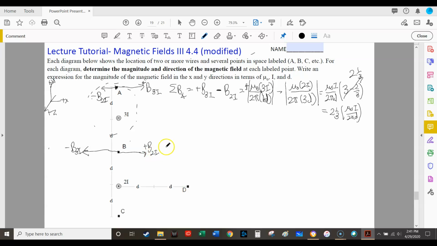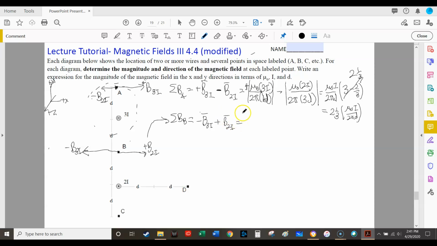So it'll be plus B2I. So now when I sum the B field at part B, and maybe I'm going to give myself a little bit of room, I'm going to do it right up here. I'm going to sum the B field at part B. What I'm going to get is a negative B field due to the 3I wire to the left, plus the B field due to the 2I wire to the right.